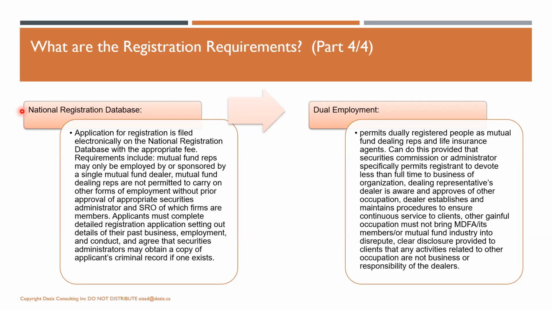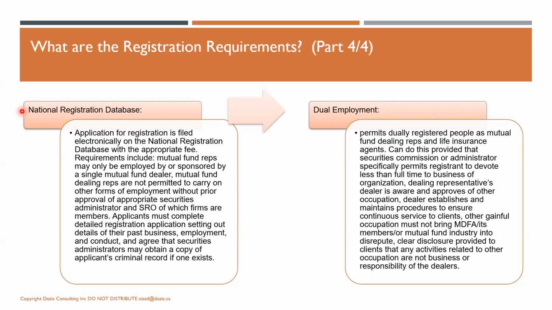Dual employment. If you become mutual fund licensed, you can also get your life insurance license. That is allowed. You have to inform, of course, the Securities Commission, and it must be with the same company, or your dealing rep must be aware of it and approve it. There's a requirement that you need to keep the 2 businesses separate.